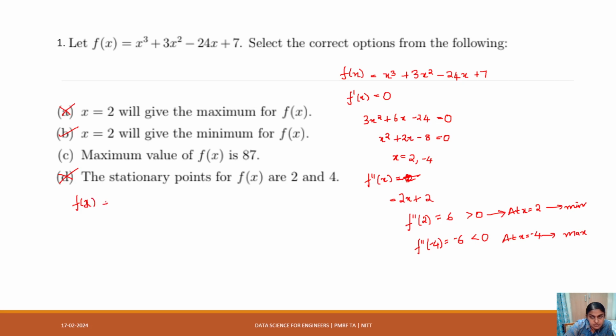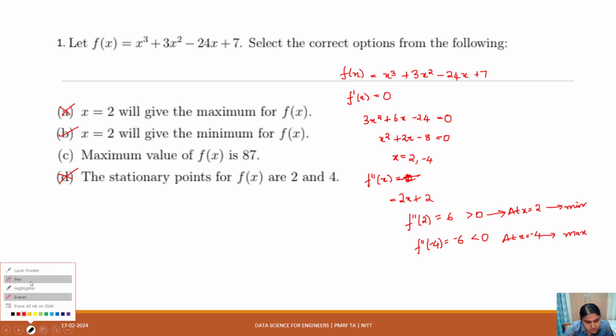Okay, f of 2 equal to 8 plus 12 minus 48 plus 7 you will be getting. Okay, so actually the maximum value you have to find, sorry, I'm sorry, not the minimum value. So you will get the minimum value at x equal to 2, and the option C is like you have to find the maximum value.